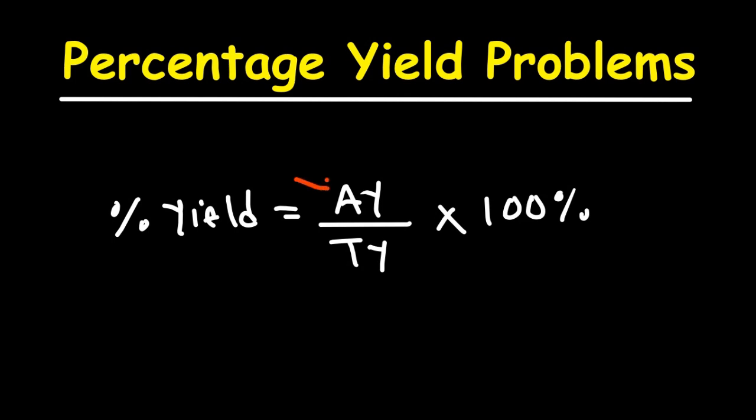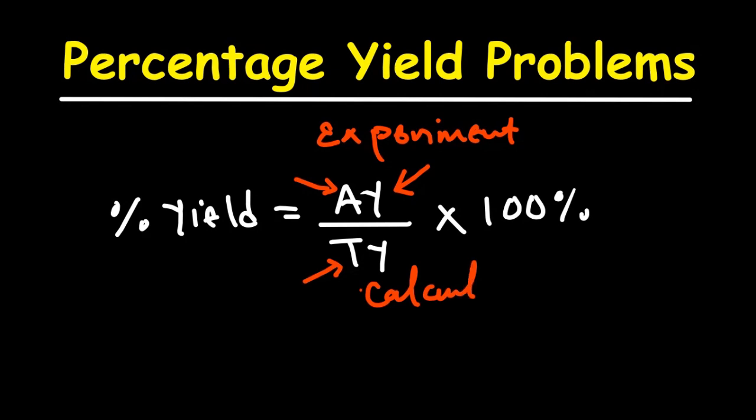The actual yield here is the amount of product that you obtain from the experiment. Once you conduct your experiment, the amount of product that you get is what we are referring to as the actual yield. In most cases, this actual yield is given in the question. The theoretical yield is the yield that we obtain after calculations. We always have to find this theoretical yield. We use calculations based on the balanced chemical equation that we've been given, and we use molar ratios to find the theoretical yield.